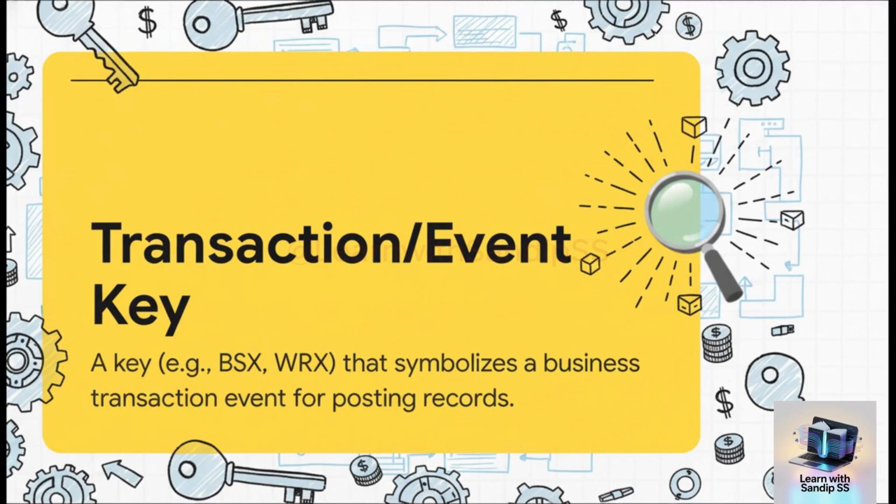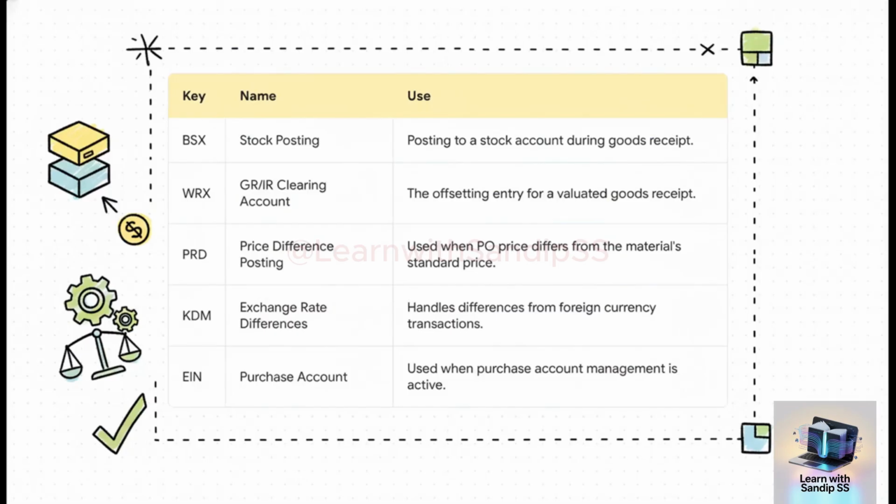It's way more flexible. All right, so here are some of the most common keys you're going to run into every day in material management. Now, don't worry about memorizing this whole list, but I want you to pay close attention to the first two, BSX and WRX. These two are the dynamic duo. They're involved in almost every standard goods receipt, one for the inventory and one for the financial clearing. We're going to see them again in just a minute.